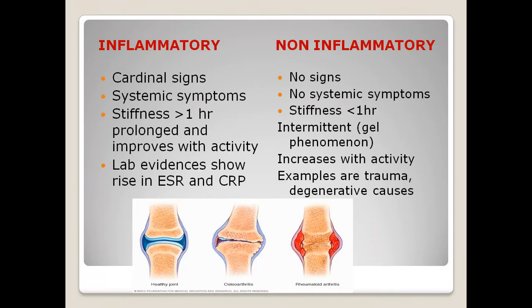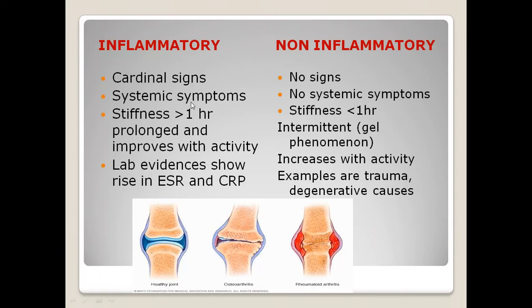The next thing is whether the joint has inflammation or not. Here you can see a healthy joint, one with osteoarthritis and one with rheumatoid arthritis. You can see the synovial fluid being lost and both articular cartilages juxtaposed on one another. This leads to erosions and pain when they are walking.